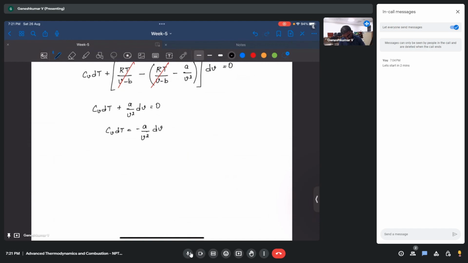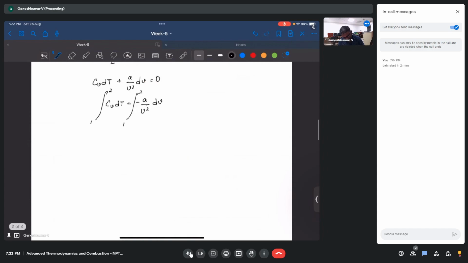Okay. Now we can just integrate this, right? Let's integrate. If we integrate this from 1 to 2, we can also integrate this from 1 to 2. Now we need to know what is Cv for argon gas, right? And also we know that A is a constant, so let's take that outside.